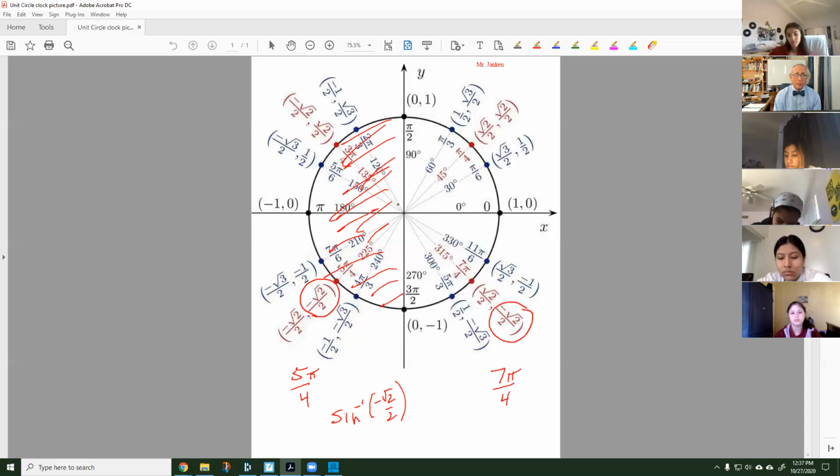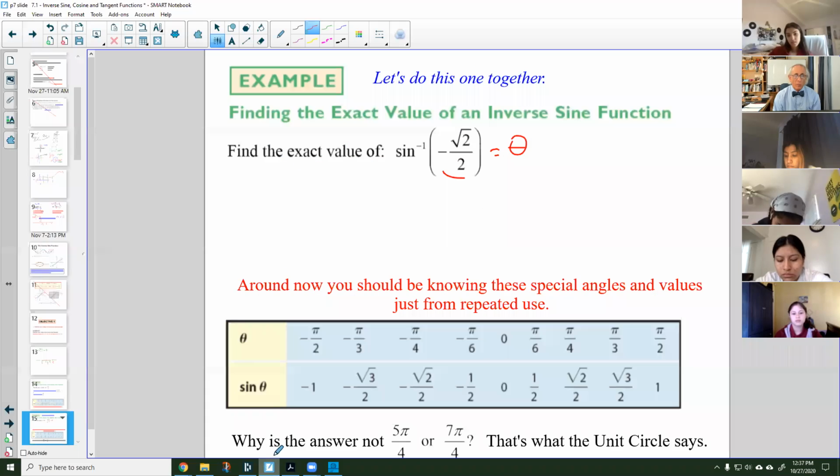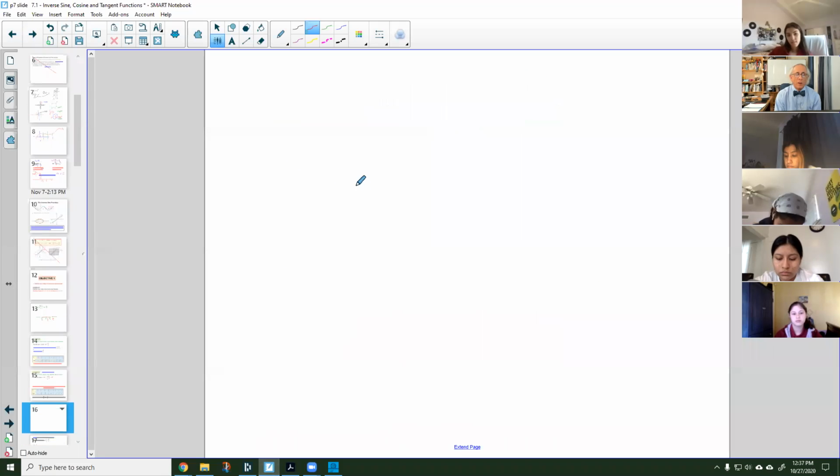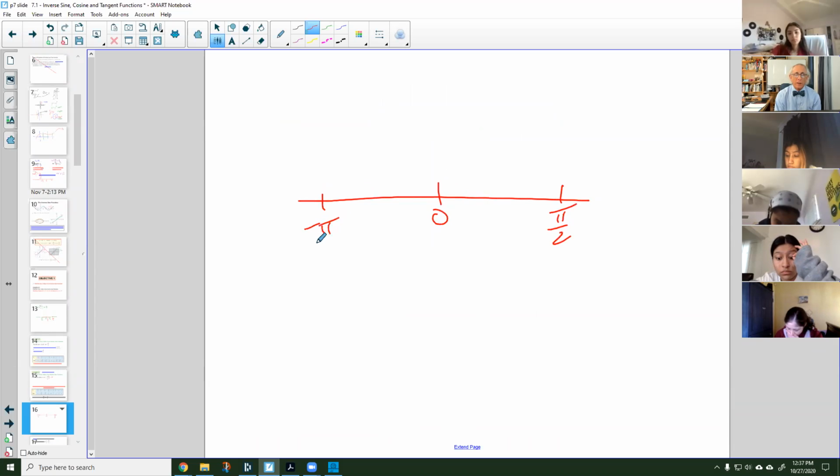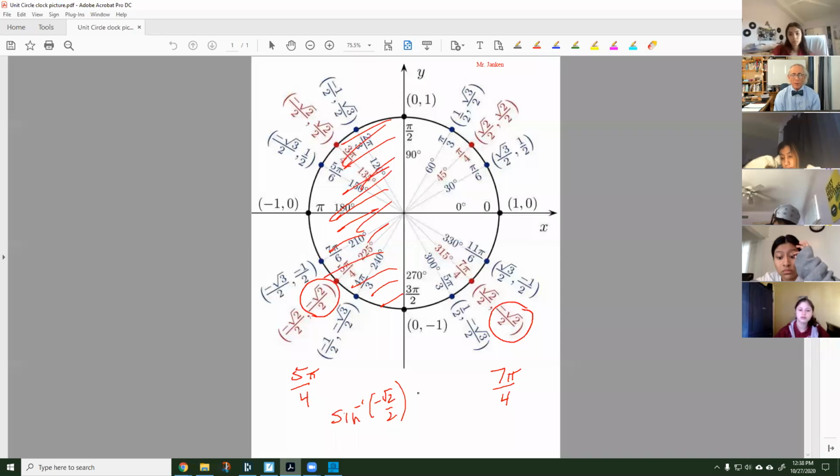And why is my answer not 7 pi over 4? Because, again, if I look at it here as a number line, and here's pi over 2, and here's negative pi over 2, 7 pi over 4 is way over here. That's not between negative pi over 2 and pi over 2. I can't use that one. So now I'm thinking, that really is a bummer, because I only see those two places where it's negative radical 2 over 2.